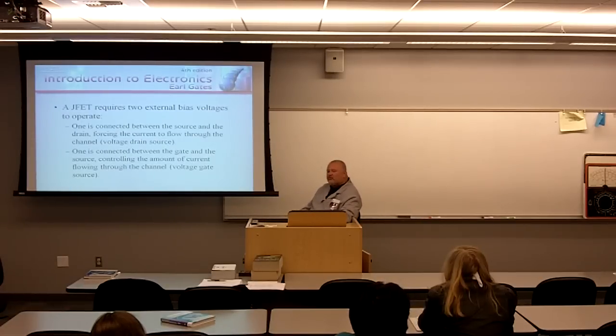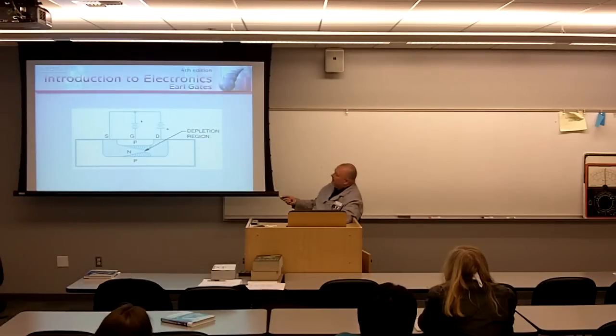A JFET requires two external bias voltages to operate. One is going to be connected between the source and the drain, forcing the current to flow through the channel. This is going to be called our voltage drain source, VDS. Let me go back a slide so you could see this. Voltage drain source, that's going to be this path right here. And for lack of a better term, this is going to be like our working current. This is going to be the current that we're controlling to get some job done with.